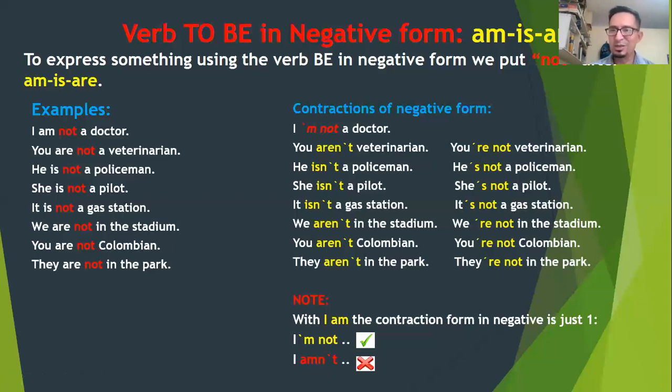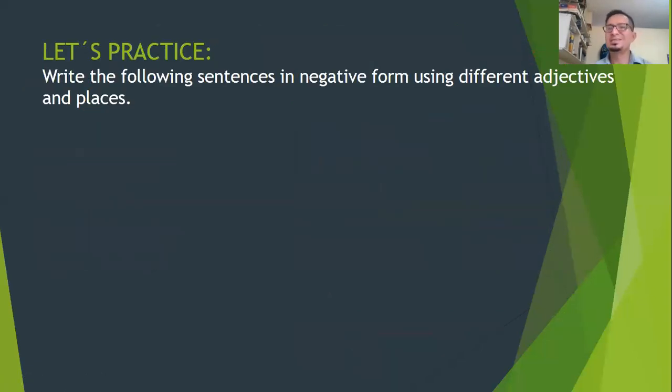Okay, so let's continue. Okay, let's practice. So guys, here we have some practice in order to apply what we analyzed until this part, okay? So, write the following sentences in negative form using different adjectives and places.